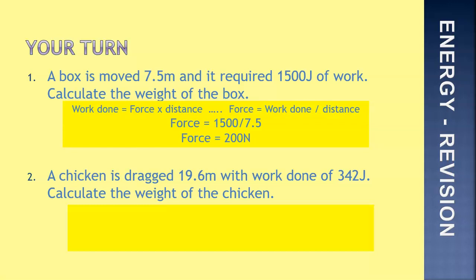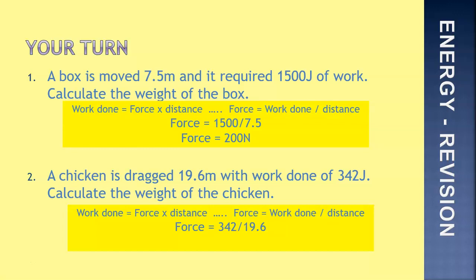Question 2. A chicken is dragged 19.6 meters with work done of 342. What's the weight? Again, it's the same rearrangement: work done divided by distance. Sorry, work done is 342. I keep saying that. And the chicken is dragged 19.6. 342 over 19.6 gives us 35.6 newtons.